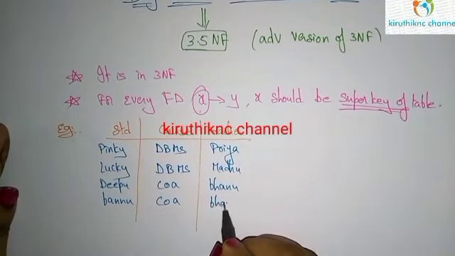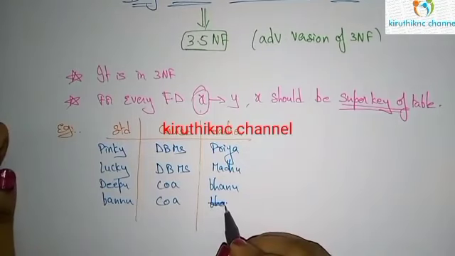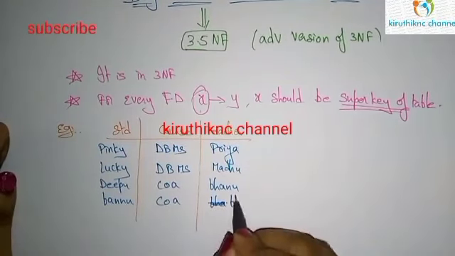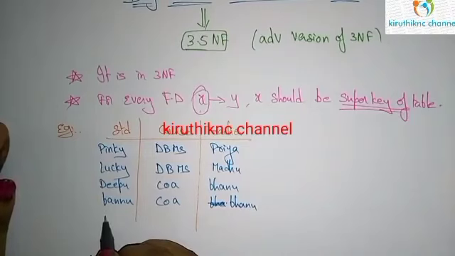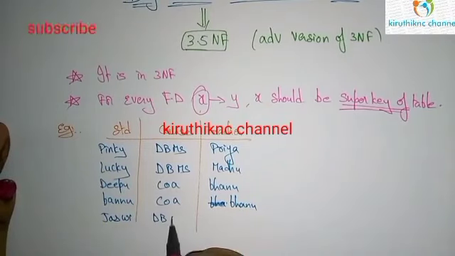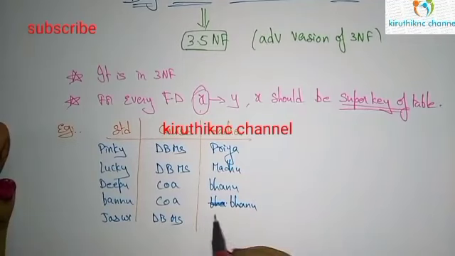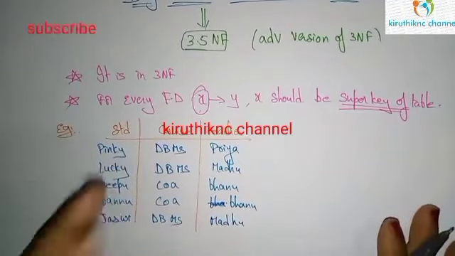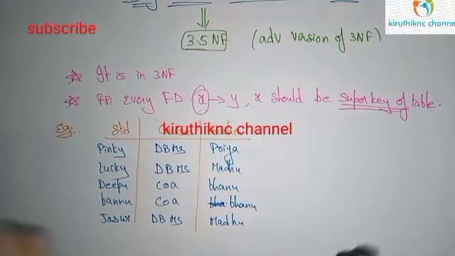Next, Banu is also learning the course COA, with the same teacher, Bhanu. And Jasvi studies DBMS. So here only two courses are there, and the teachers are different. The same courses are taught by different teachers. So here so much redundant data is there, multiple data is there.